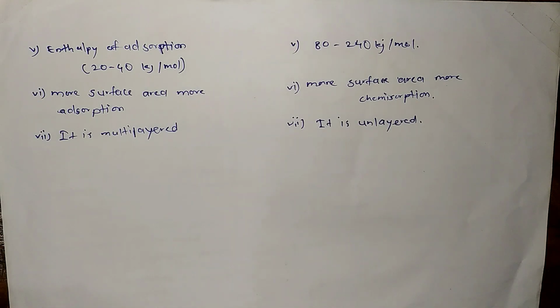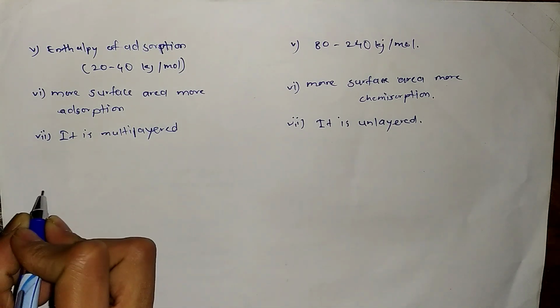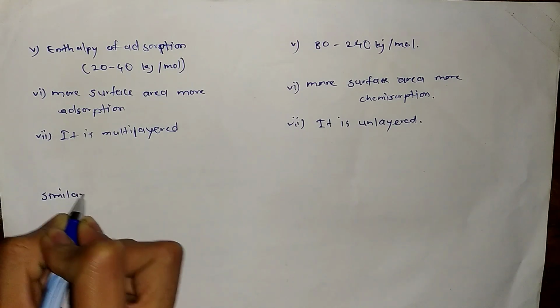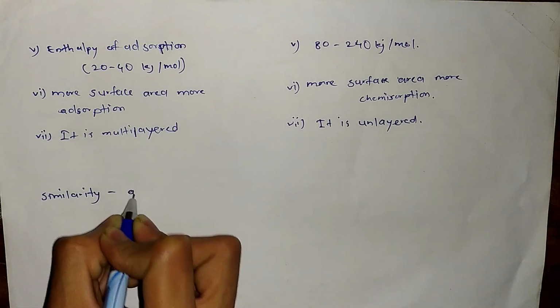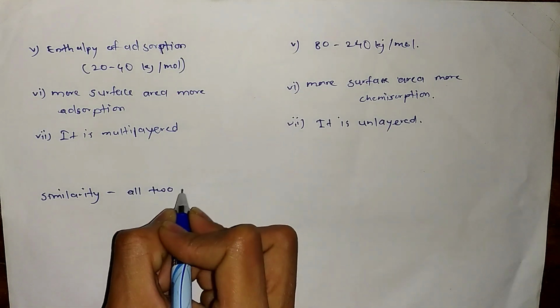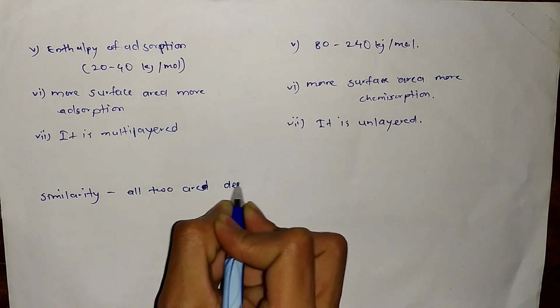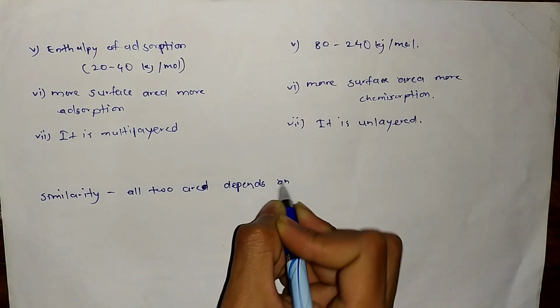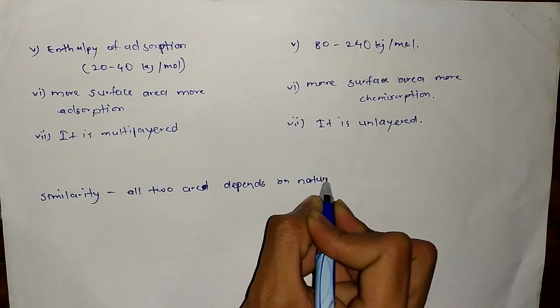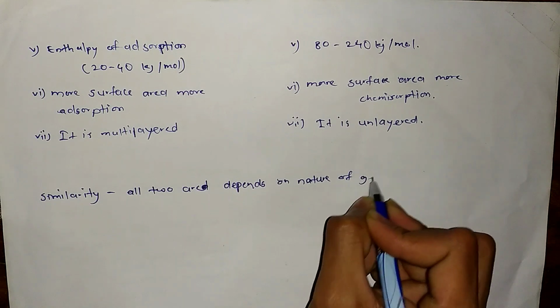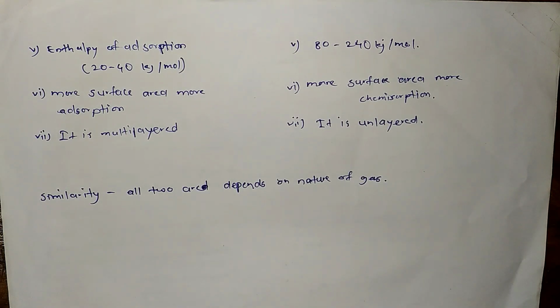These are the seven differences between chemisorption and physisorption, but they have one similarity: both depend on the nature of the gas.